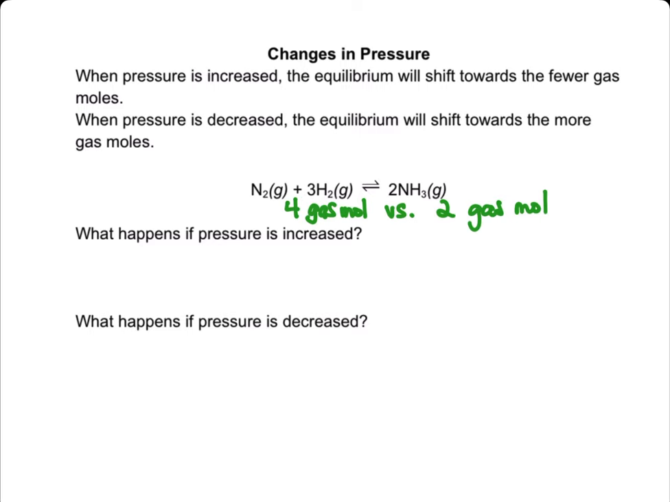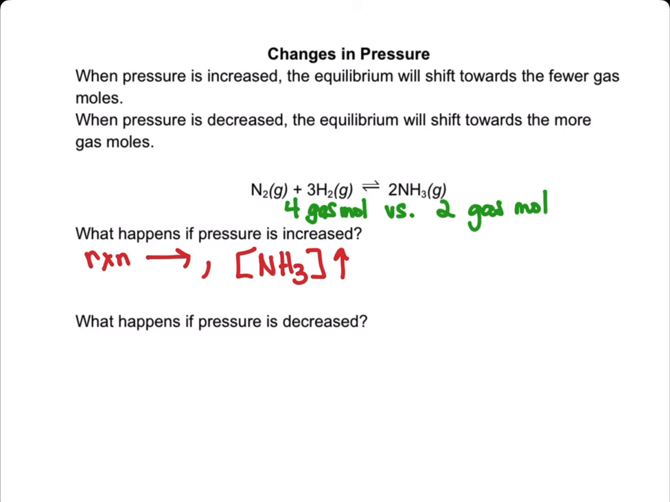What happens if pressure is increased? If pressure is increased, the equilibrium will shift towards the fewer gas moles. So that just means that the reaction will shift to the right. If the reaction is shifting to the right, then that means I'm making more of the NH3.